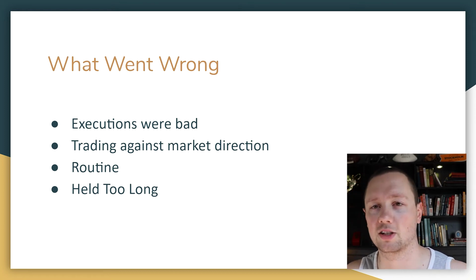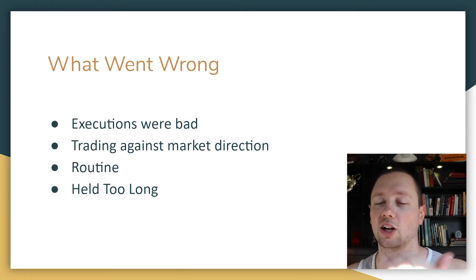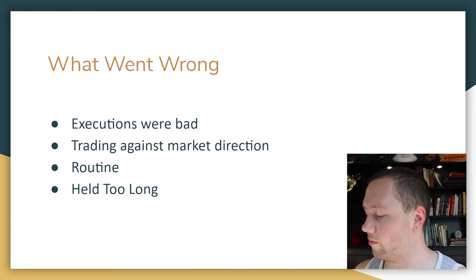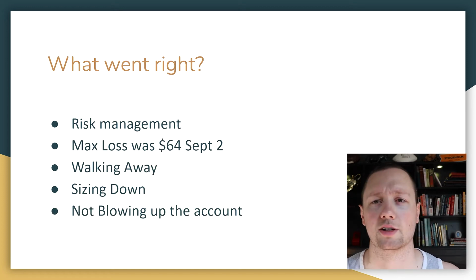So what I mean by executions is getting in at the price you want and getting out at the price you want, and not having that fluctuate when you actually make the trade. So that is everything that went wrong. Now let's cover what went right, because there were a couple of good things from this week.